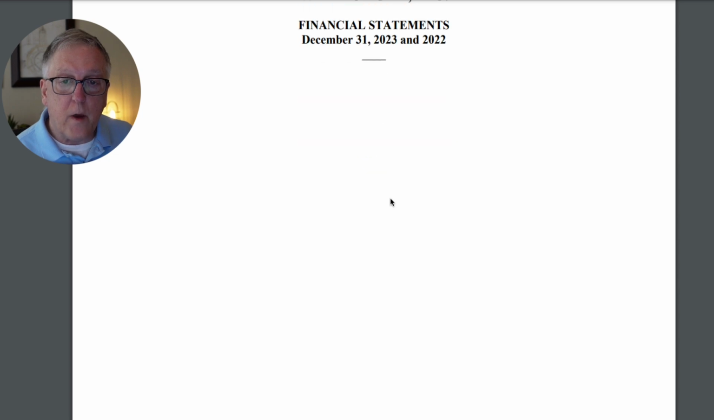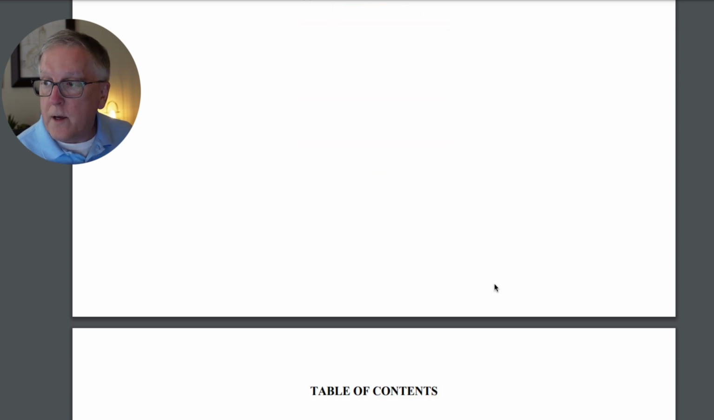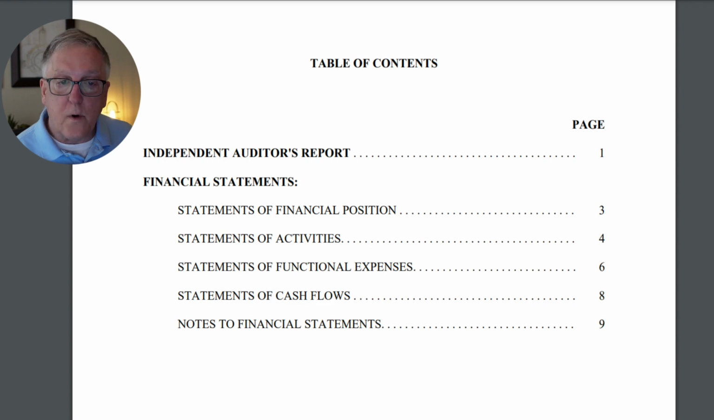It's comparative. So if we take a look at the table of contents, we're going to see statement of financial position, statement of activities, statement of functional expenses, statement of cash flows, and then the notes. Now, the statement of functional expenses, I like including that as a basic financial statement. You can alternatively put that information in the notes. This entity has elected to make it a basic statement. I kind of like doing that.